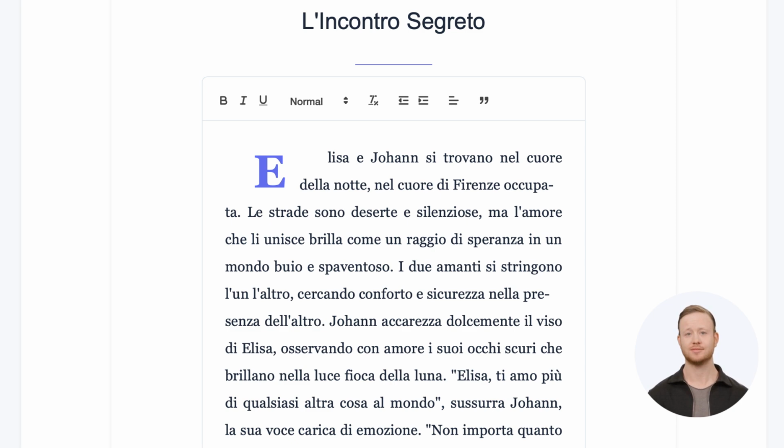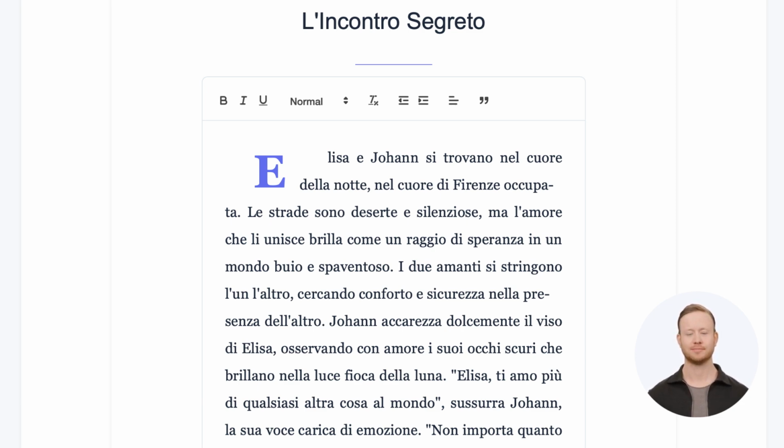Practical exercise. Write the last 3 sentences of 5 chapters of your book using different techniques: a cliffhanger, a turning point, a moment of reflection, a final doubt, a preview of the climax. Analyze which technique works best for your story.